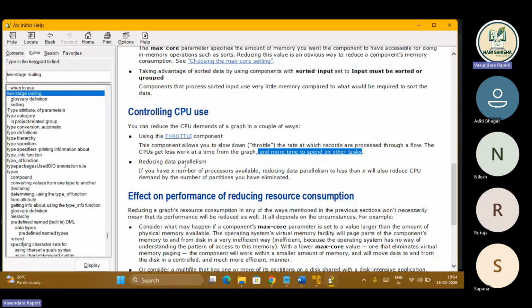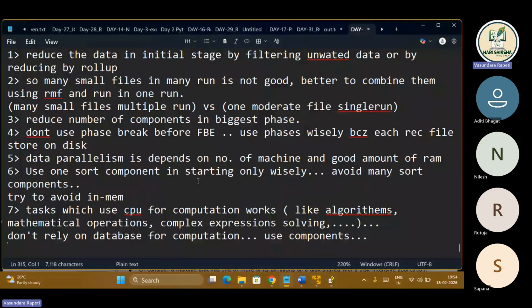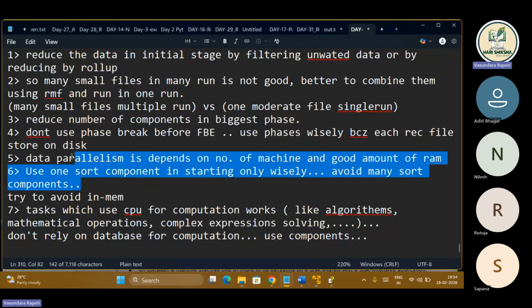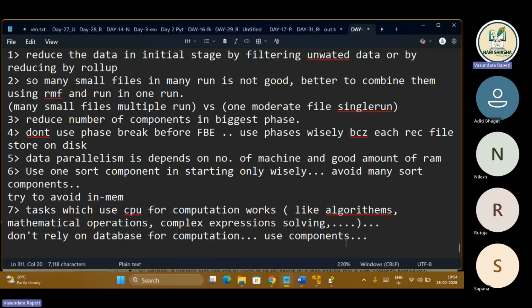So reducing the data parallelism is good for this also. If you have capacity, then only keep it, otherwise reduce. Yeah, use the throttle for bit rate regulation so that the CPU will have some relief.